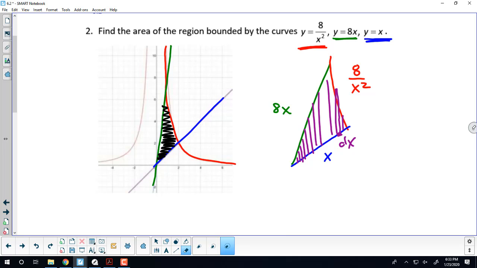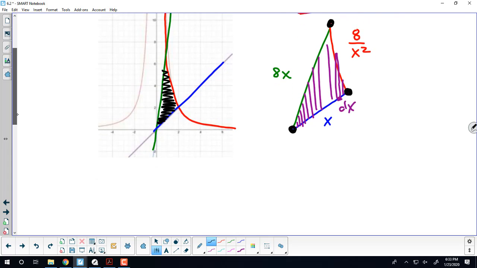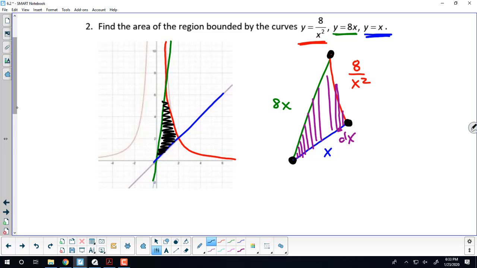So we see here though that we've got this intersection point where 8x intersects x, this intersection point where 8x intersects 8 over x squared, and this intersection point, right? I mean, from the graph, we might guess that that's 0. That one's sort of trivial. So I guess there's a couple of things to do at this point. We've established kind of the setup. We want to find the points of intersection so we know where we're integrating from.